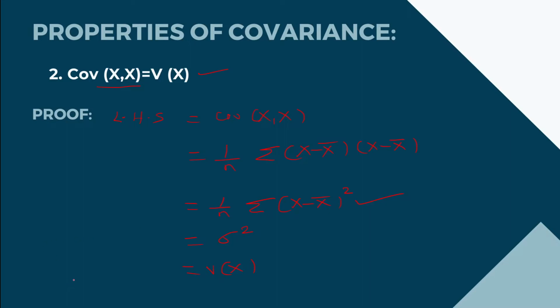Similarly, covariance between y comma y is also nothing but variance of y. If we take both the variables the same, then covariance changes to variance of that variable.